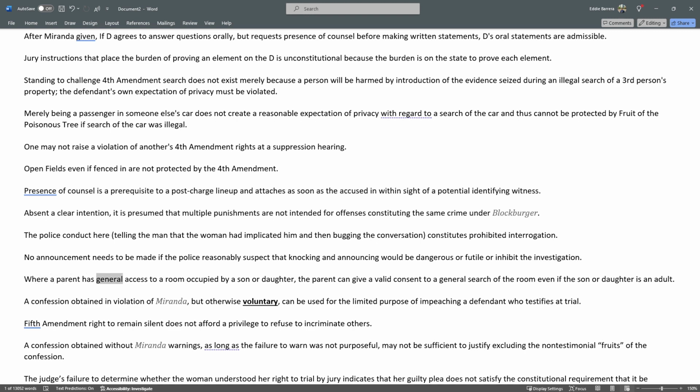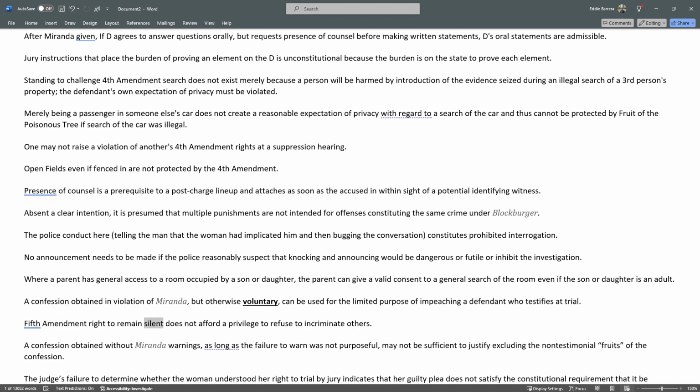Where a parent has general access to a room occupied by a son or daughter, the parent can give a valid consent to a general search of the room even if the son or daughter is an adult. A confession obtained in violation of Miranda, but otherwise voluntary, can be used for the limited purpose of impeaching a defendant who testifies at trial.